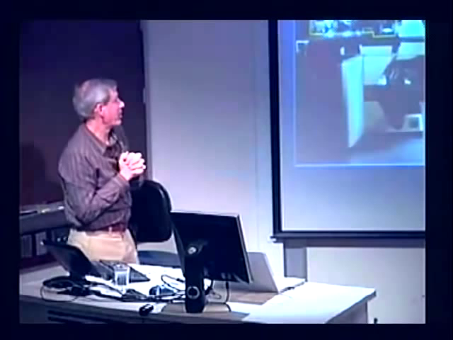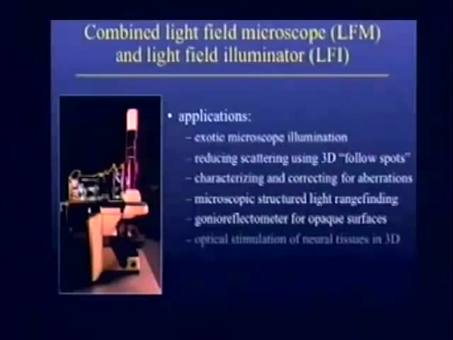I'll show you a number of applications. There are lots more applications that I won't be able to show you just because we haven't gotten to them yet. We'll talk about exotic microscope illumination a little bit. I'll talk about creating little fuzz balls of light that I will be able to move around in three dimensions and using that to reduce scattering. I'll show you how that works. We can characterize and correct for optical aberrations, a form of adaptive optics in microscopy. I'll talk very briefly about structured light rangefinding and measuring reflectance as a function of angle for opaque surfaces.